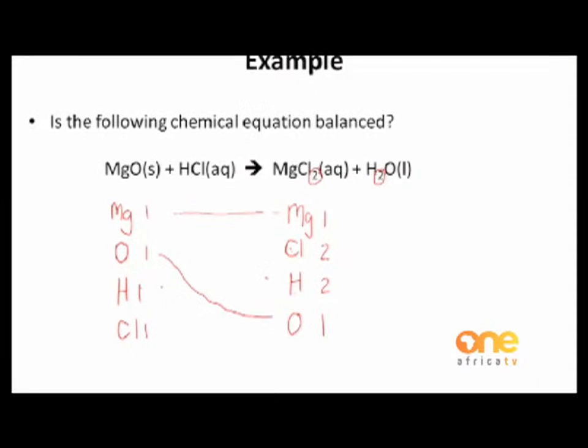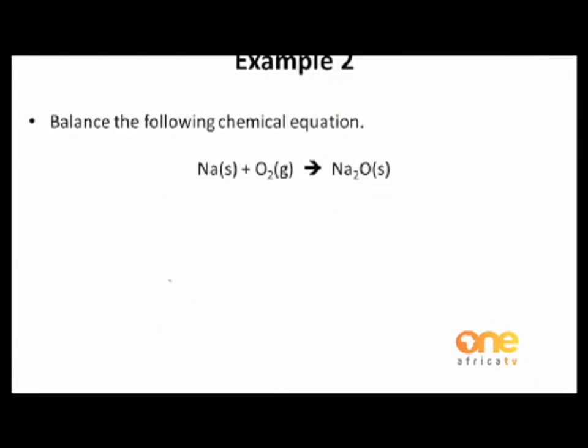So how can we balance this equation? If we put a 2 in front of the hydrogen chloride, we will get 2 hydrogens in the reactants and 2 chlorine atoms. Please remember that we are not allowed to change the compound, the formula of the compound. We can only put a coefficient in to balance the equation.